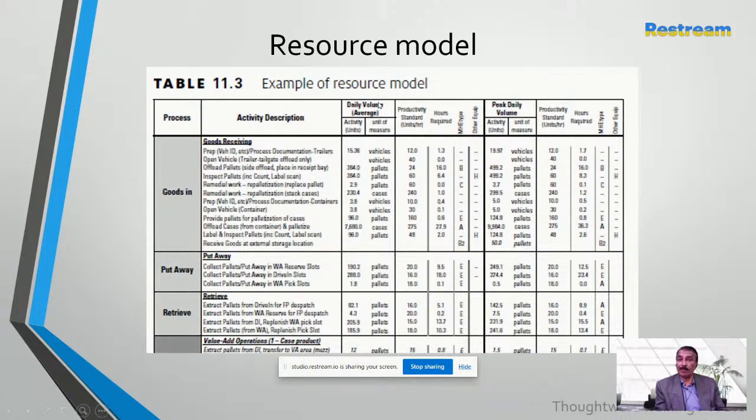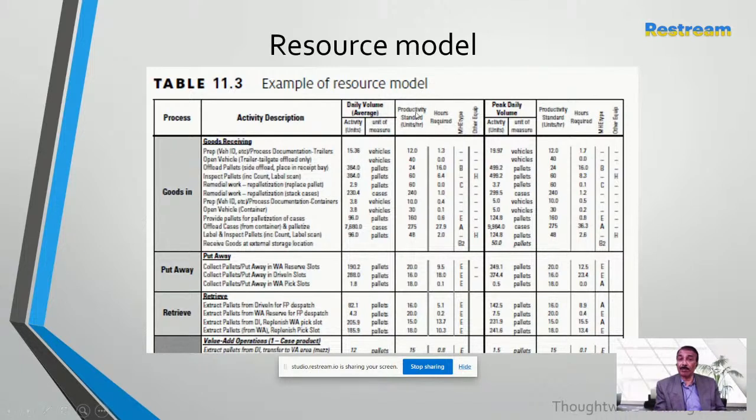And daily volume, maybe we need to measure in the initial stages and find out how many pallets are coming in a day, and also find out the demand variation to map it. And you can see the unit of measure could be vehicles or pallets or bins or cases, like it is mentioned. Of course, this study has to be done over a cycle, then only it will be accurate.